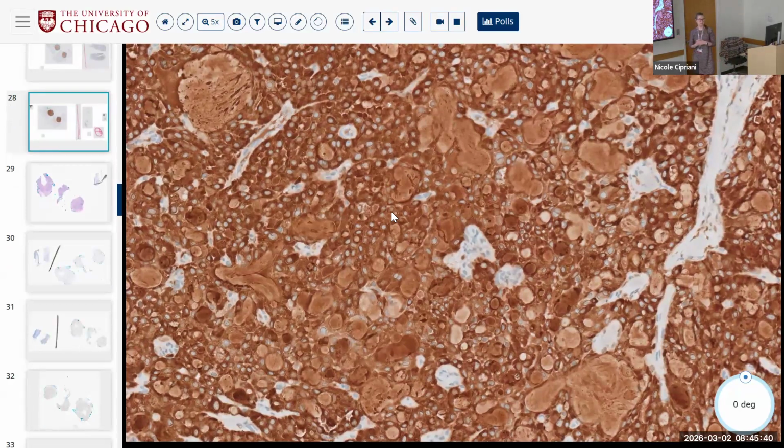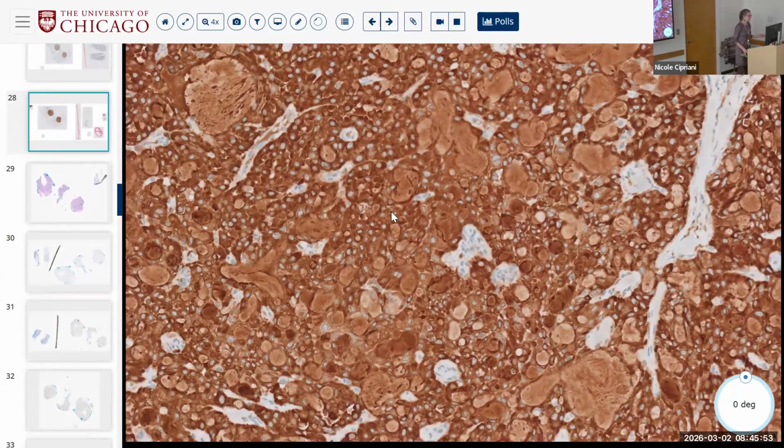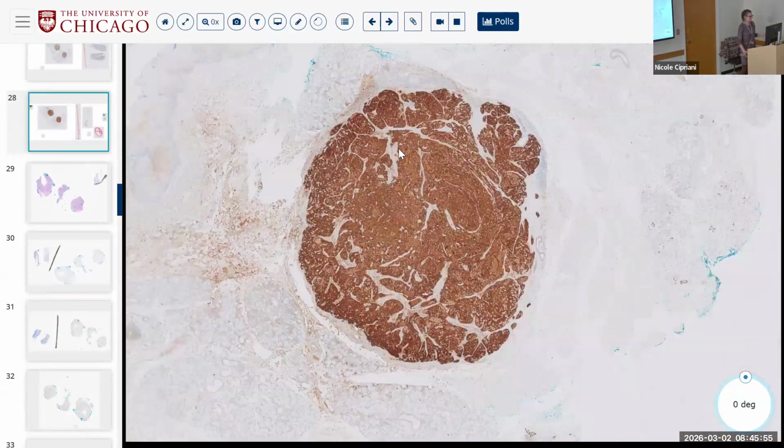Exactly. So mammoglobin. What are the genetic drivers in secretory? ETV6 and NTRK3. We care about NTRK because it can be used as targeted therapy. In a low-grade secretory with negative margins like this, no one's going to use NTRK therapy, but in a high-grade secretory, one may consider it.